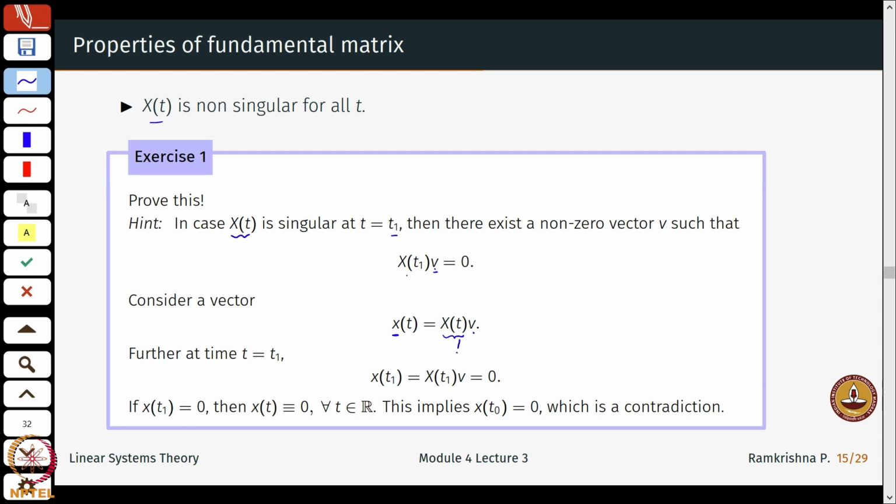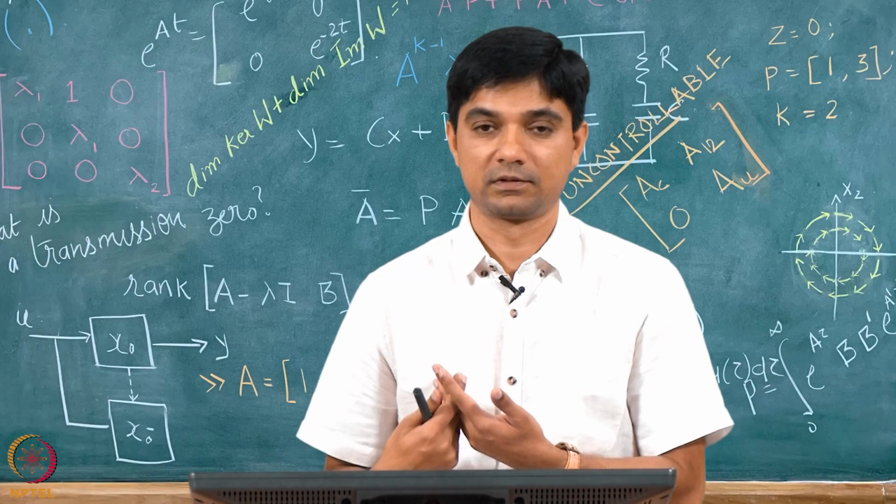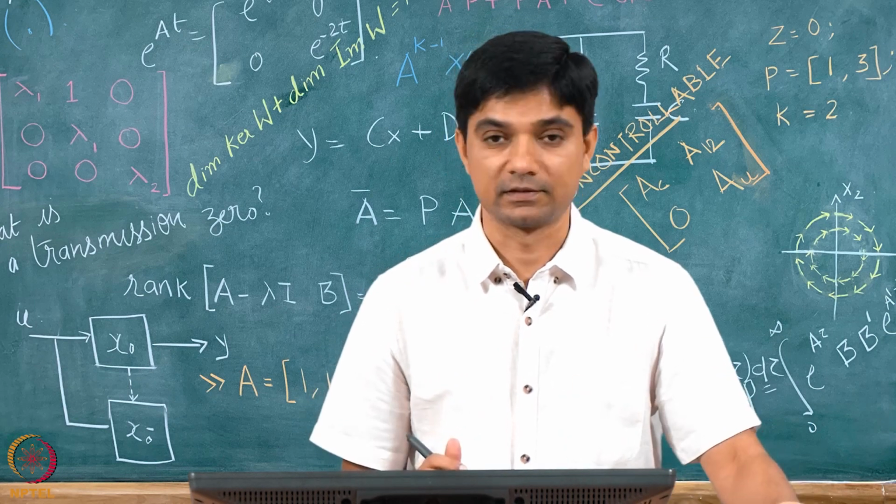Now, if I compute the value of small x at t1, it is capital X at t1 times v, which is equal to 0. If x of t1 is equal to 0, then x of t is equal to 0 for all time t in R. What does it imply? That x of t0 is equal to 0, which is a contradiction. Therefore, we can show that X of t is non-singular for all t. Essentially, if x of t naught equals 0, I start with zero initial conditions and the solution stays at 0, which is not very interesting to me.